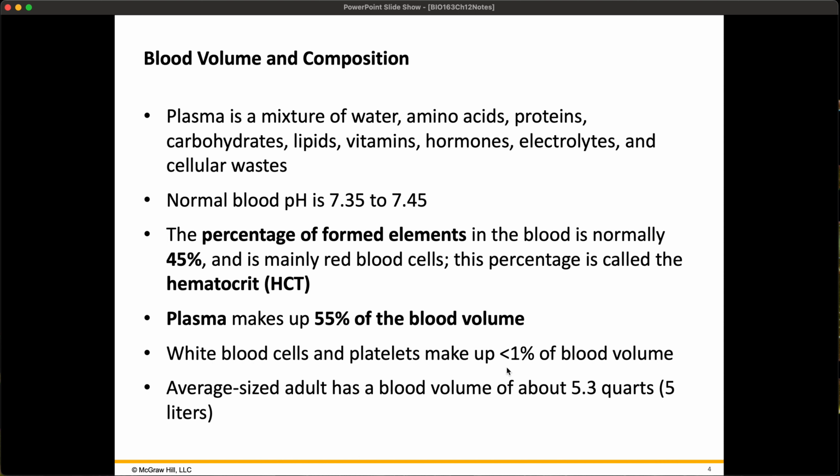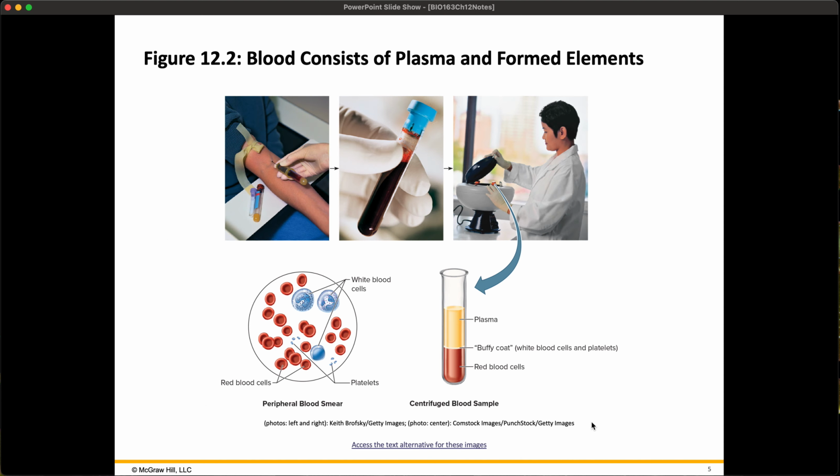White blood cells and platelets make up less than 1% of total blood volume when you combine it with the plasma as well. And an average size adult will have about 5 liters of blood. That can change based on, again, this is an average sized adult. There's a wide range in the size of people, and so this is a rough estimate. During pregnancy, females can increase up to about another liter to a liter and a half of blood.